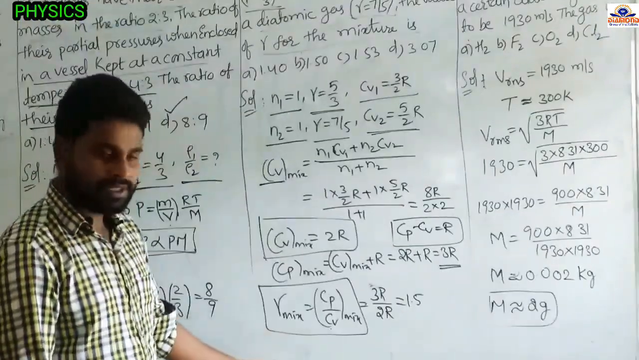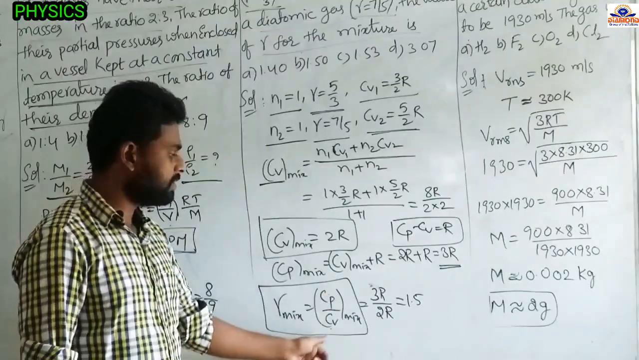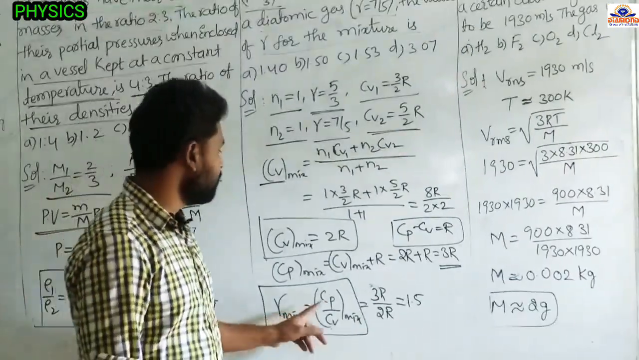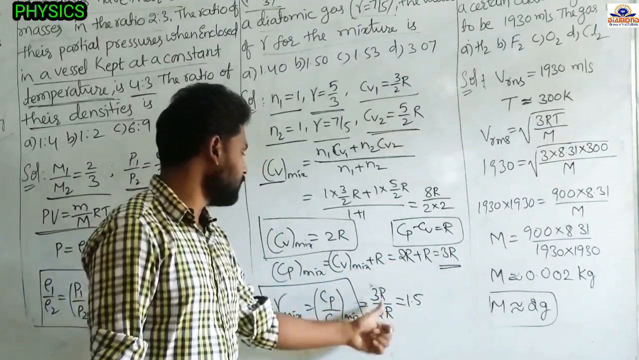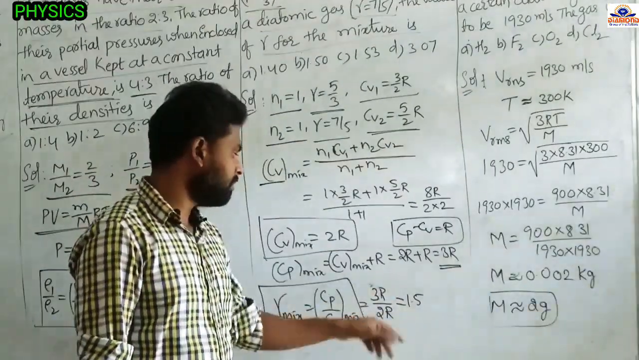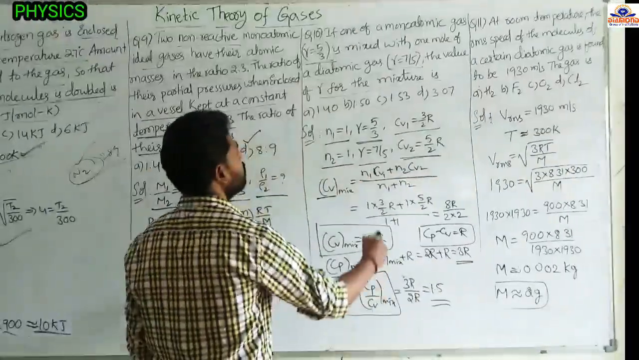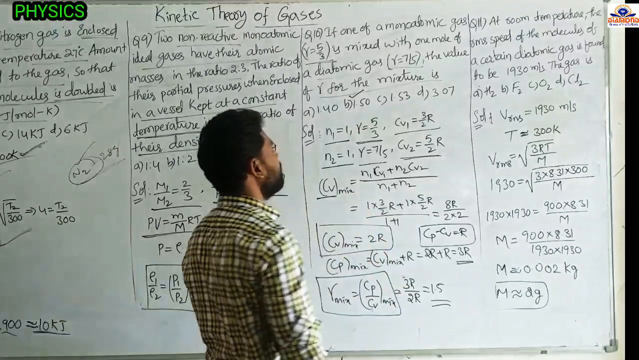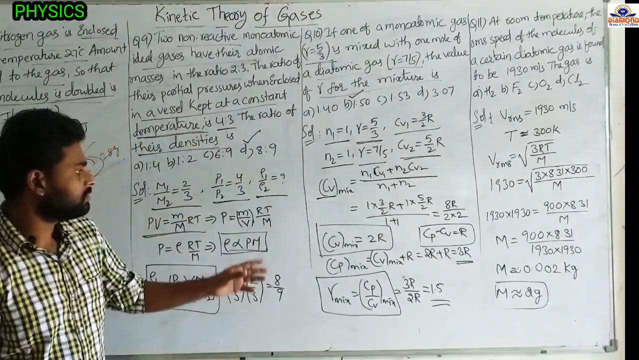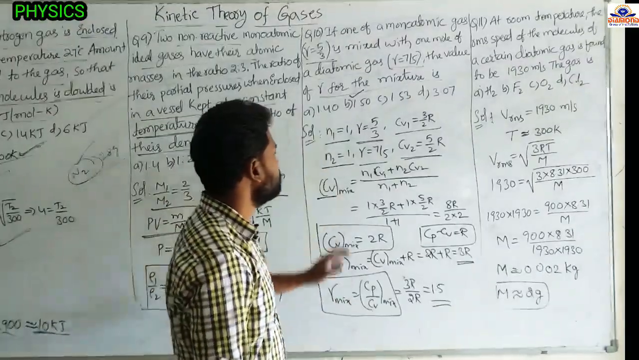Now gamma of the mixture, substitute these values in this formula. The mixture's gamma value is Cp by Cv of the mixture. So Cp value for the mixture is 3R by Cv value for the mixture 2R. 3R by 2R, R and R will be cancelled, 3 by 2 equals 1.5. So the answer is 1.50. The gamma value for the mixture is 1.5. This is a very important question, concentrate on this one.